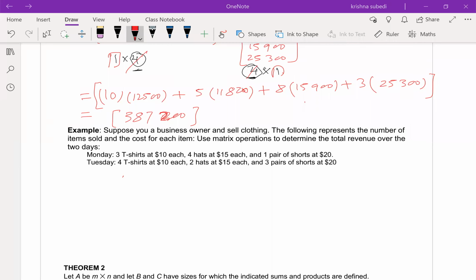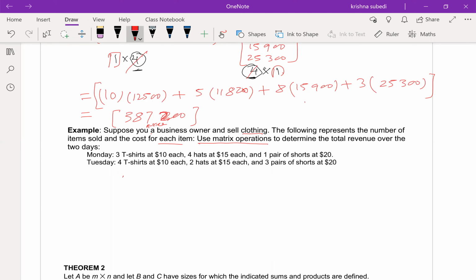Suppose you are a business owner and sell clothing. The following represents the number of items sold and the cost for each item. Use matrix operation to determine the total revenue over the 2 days period.